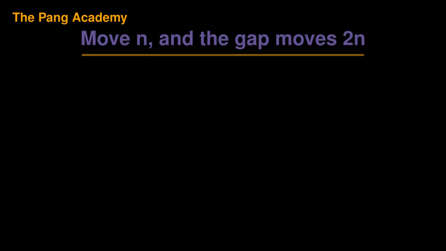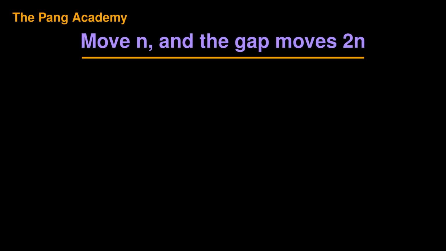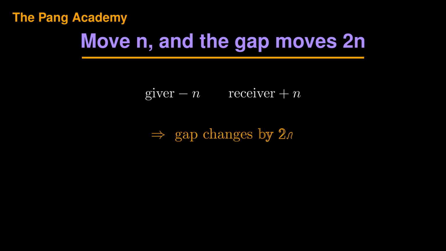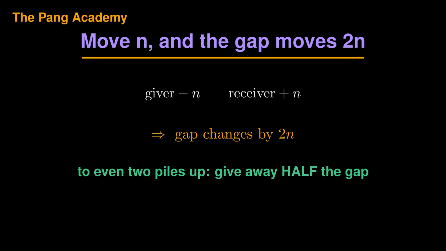This is the whole insight, and it works for any amount. Move n across, and the giver loses n while the receiver gains n. The 2 piles march toward each other from both sides at once, so the gap between them changes by 2n, double what you moved. Turn that around, and it becomes a tool you can use. To even 2 piles up, you give away exactly half the gap. Half, not the whole thing, because your one move quietly counts twice, once on each side. That halving is the trap and the shortcut, both at once.